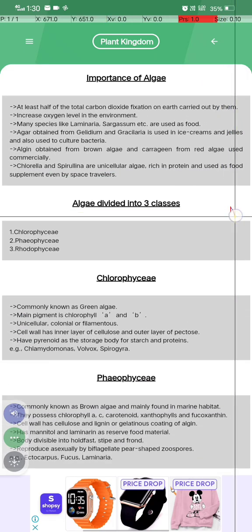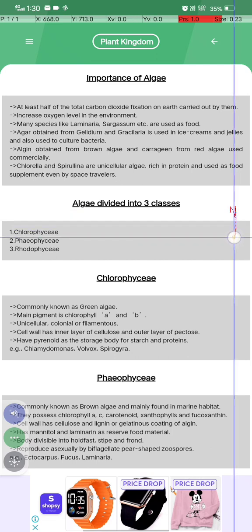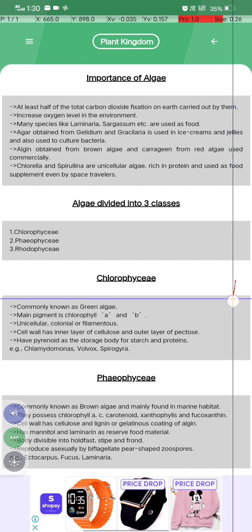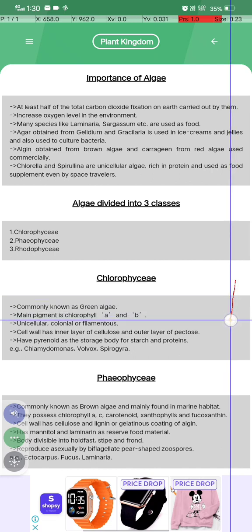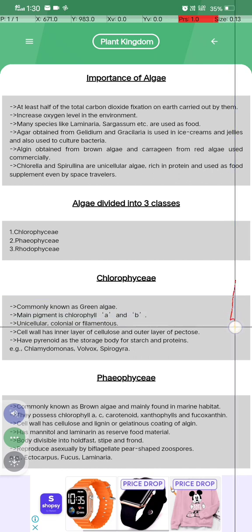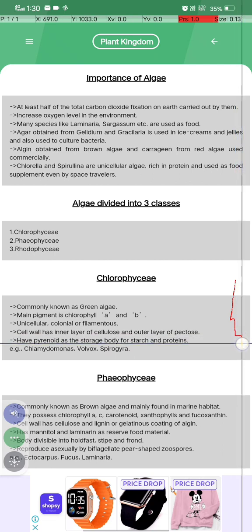Algae are divided into three classes: Chlorophyceae, Phaeophyceae and Rhodophyceae. What is Chlorophyceae? Commonly known as green algae, the main pigments are chlorophyll a and b. They are unicellular, colonial or filamentous. The cell wall has an inner layer of cellulose and an outer layer of pectose, and they have pyrenoids as the storage body of starch and protein. Examples: Chlamydomonas, Volvox, Spirogyra.